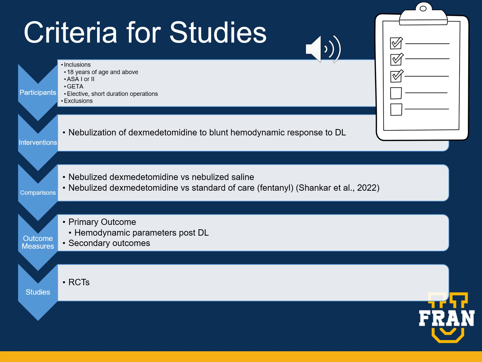Types of interventions. The use of nebulized dexmedetomidine to blunt the hemodynamic response to DL was the phenomenon of interest. Only elective, non-emergent intubations were included. Studies that evaluated IV dexmedetomidine and intranasal dexmedetomidine were excluded from this review. Comparisons. 3 studies included in the review compared nebulized dexmedetomidine to nebulized saline.